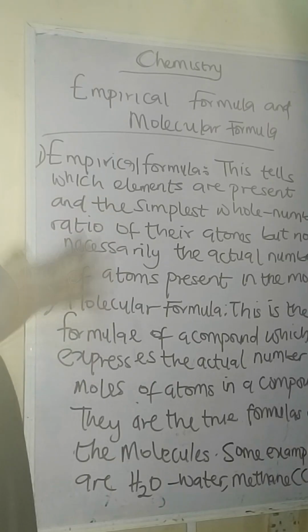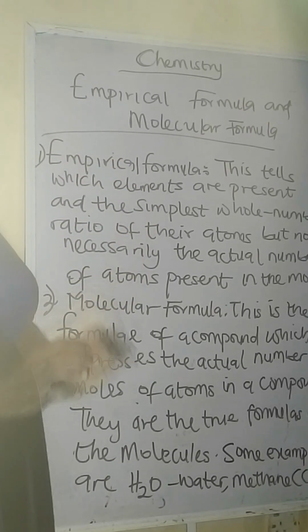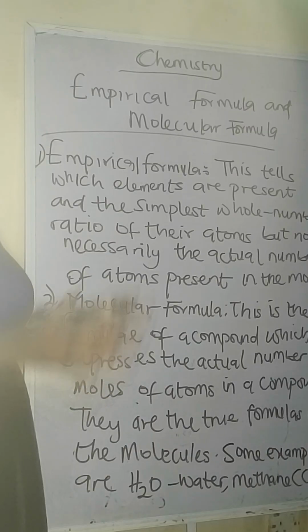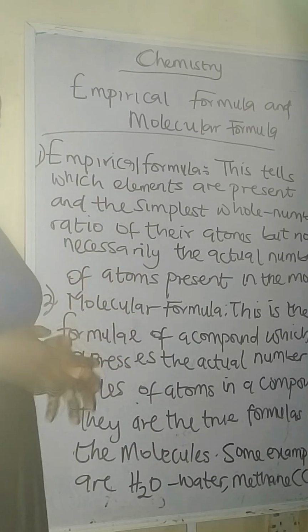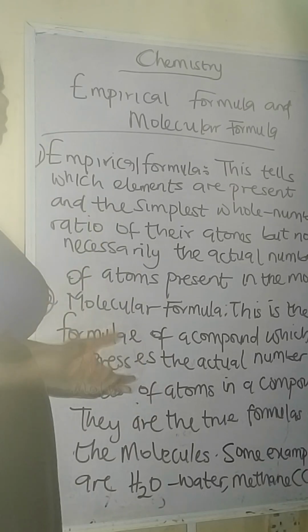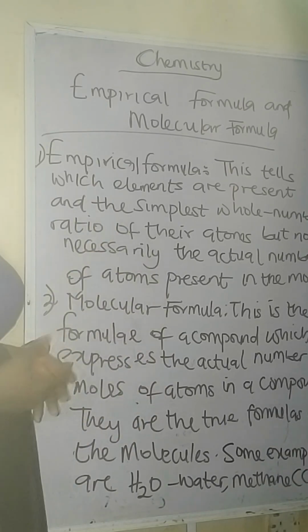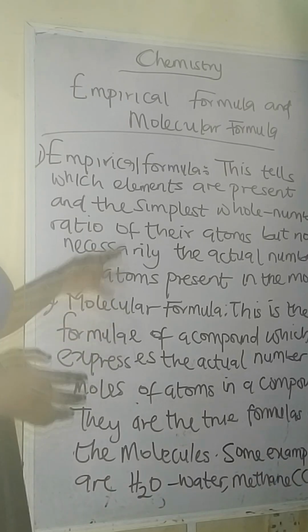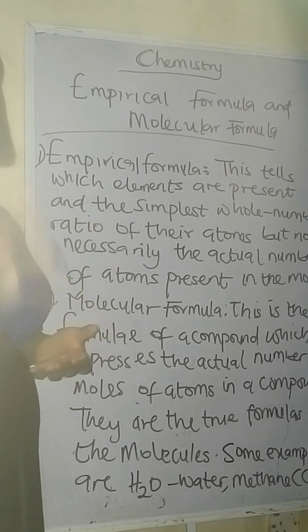This molecular formula tells us that this particular compound is going to be glucose. This particular compound will be water. This particular compound will be ammonia. This particular compound will be ethane or methane. So that is the difference between molecular formula and empirical formula. Molecular formula will tell us the actual number of atoms present in a particular compound.